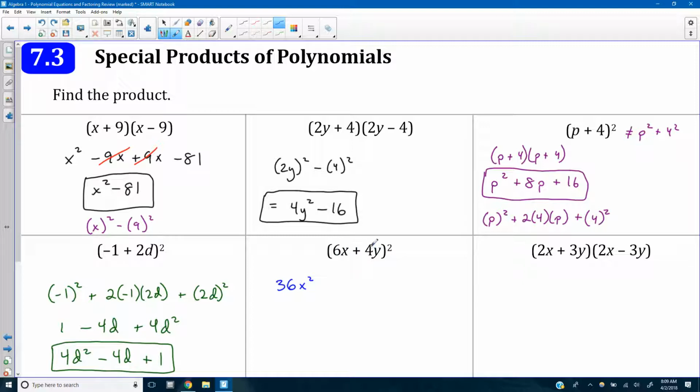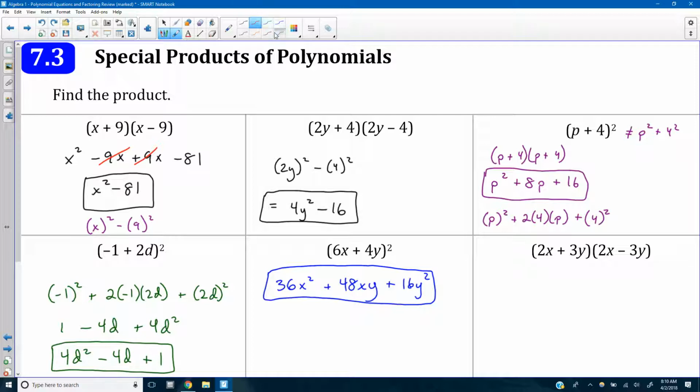6 times 4 is 24, times 2 is 48. So 48, and then these x's and y, the y multiply, 48xy. Plus 4y quantity squared is plus 16y squared. And that's it. Of course, I'm always trying to find ways to speed things up. Here it is. Here's one of those methods.